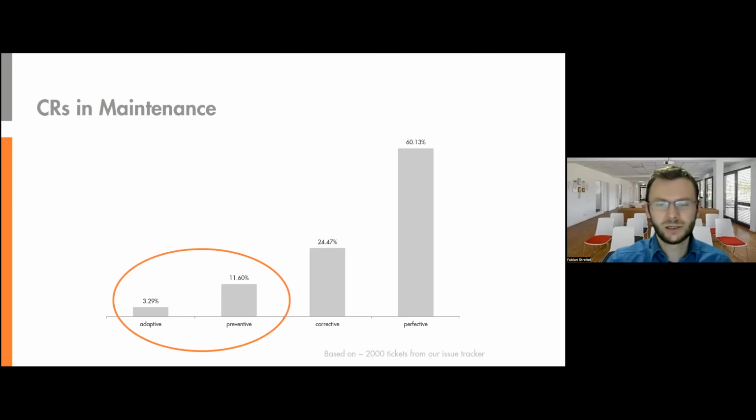What do they mean? Adaptive means something in the environment of our system changed. So for example, we upgraded a database driver or the operating system version, or some external system changed their API and we have to adjust our system so it still works. Preventive means developers did some changes to the software system that don't change the functionality, but they make it easier to maintain, like make the code more readable or less duplicated and so on.